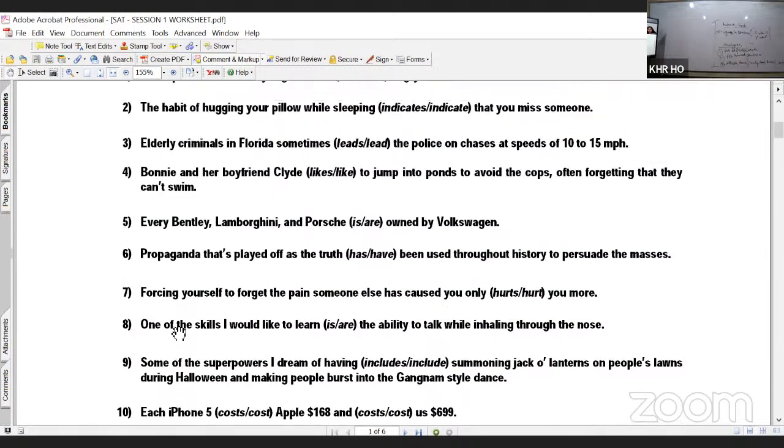Okay, look here. Forcing yourself to forget the pain someone else has caused you only hurts you more. Raina, let's pitch in. Can you explain it to her? Question number 7. Forcing yourself to forget the pain that someone else has caused you only hurts you more, because if you take away the rest of the sentence and ask what is hurting you, it's just the pain. And the pain is singular, so the pain hurts you. But if the pain were plural, it would be the pains hurt you. So the verb would become singular. Yes, you have to see the main thing over here.